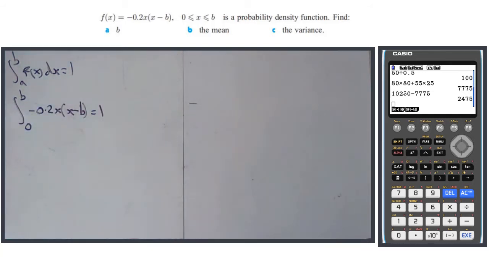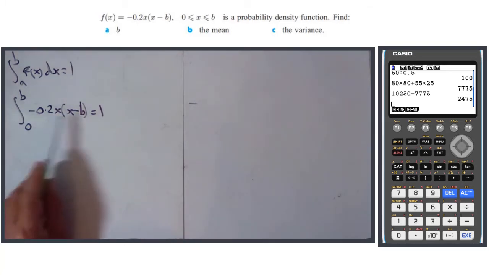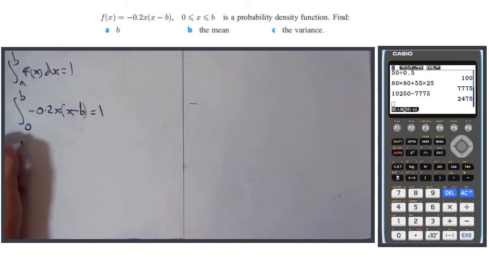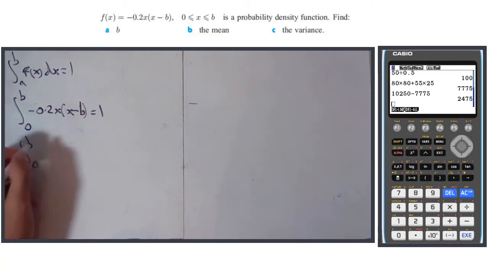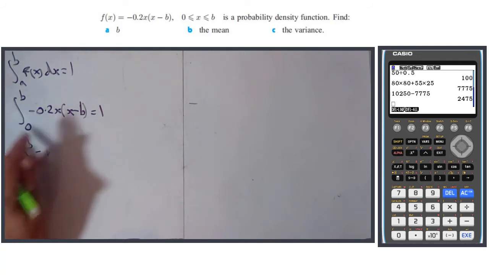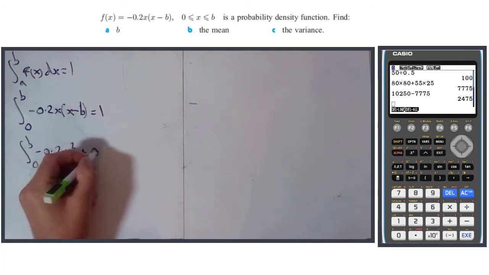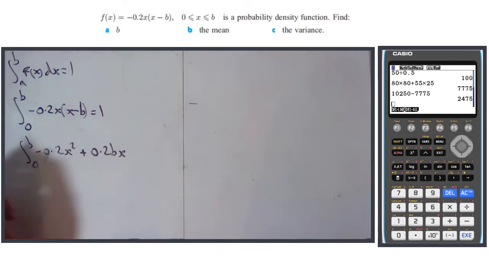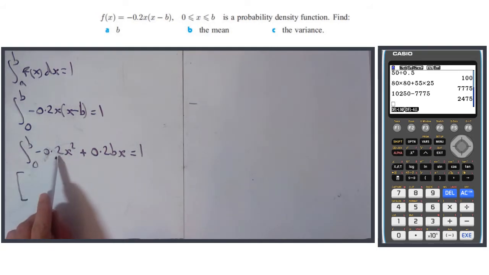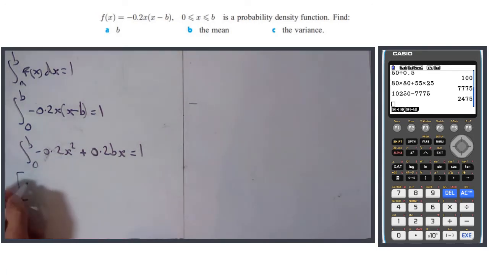So we're going to go ahead and do the integral. We'll see how far we get. It is a calculator question. I'll certainly be using it later, but we'll just see how this one goes. The easiest way to integrate this is to expand that bracket. So this is the integral of -0.2x squared plus 0.2bx, equals 1.